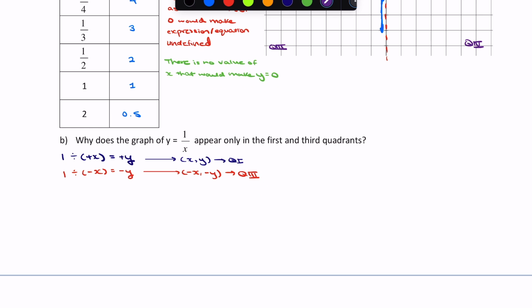When we look back at our asymptotes, let's define that. An asymptote is a line, a straight line, that a curve approaches.